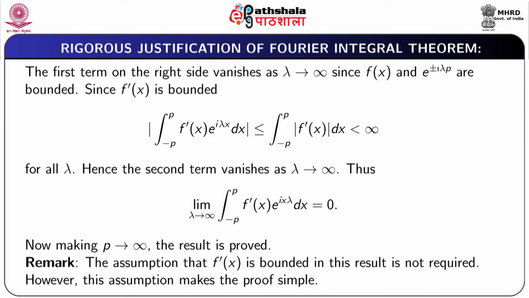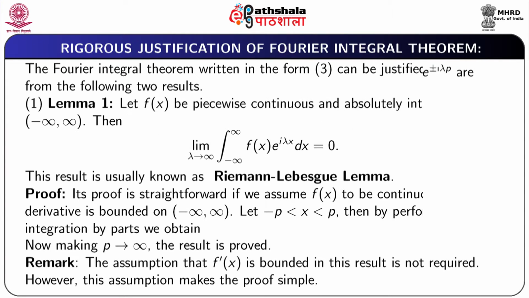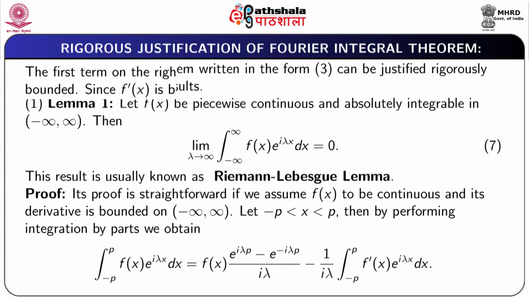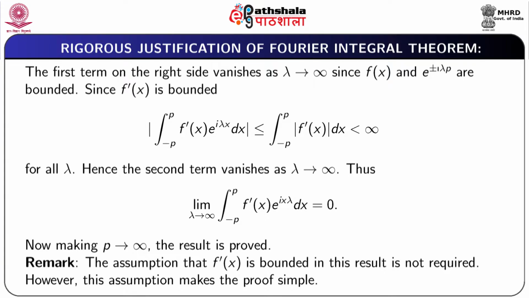Now, it can be seen that the first term on the right hand side tends to 0 as λ tends to infinity, because f(x) and e^(iλp) both are bounded functions.